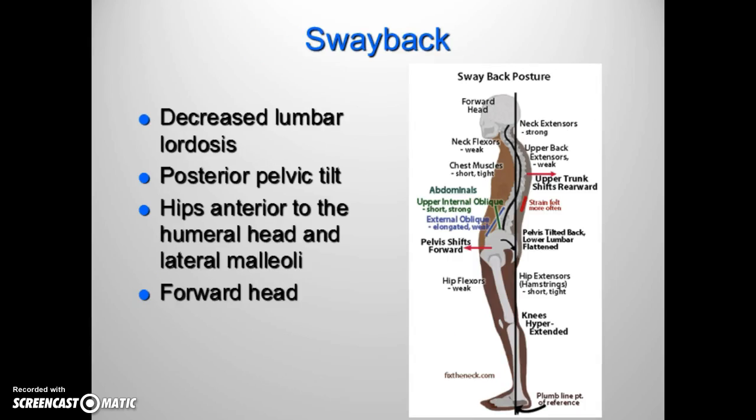Now the third postural deviation is sway back. Here you see decreased lumbar lordosis, a posterior pelvic tilt, hips are anterior to the humeral head and lateral malleoli, and the head is forward. We may see hyperextension of the knee, increased thoracic kyphosis, and abducted scapula with sway back.